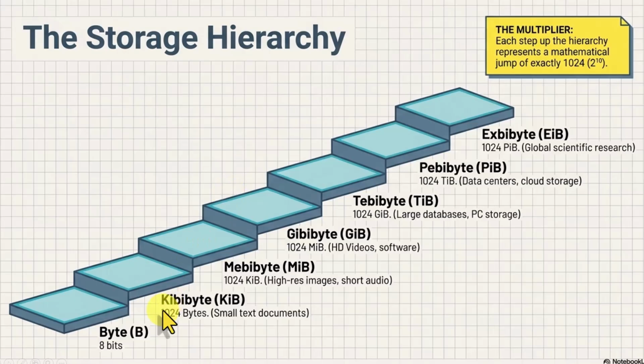And the storage hierarchy, again the same thing: 8 bits makes 1 byte, 1024 bytes makes 1 kibibyte. So in all of them we have 1024. 1024 kibibytes makes 1 mebibyte. Then again gibibytes, tebibytes, pebibytes, and exbibytes. So that is the hierarchy. We always use what? 2 to the power of 10, that is 1024.